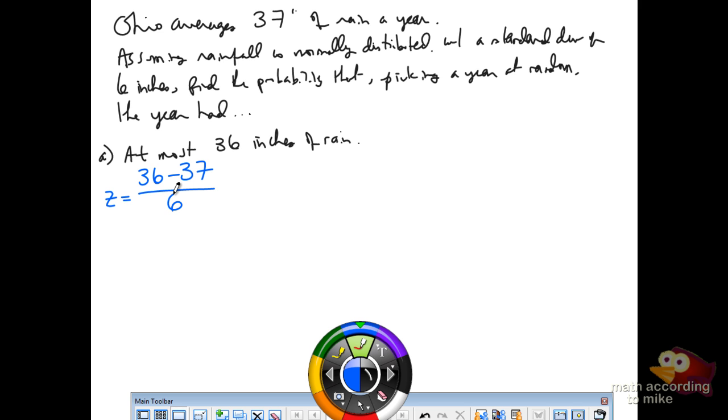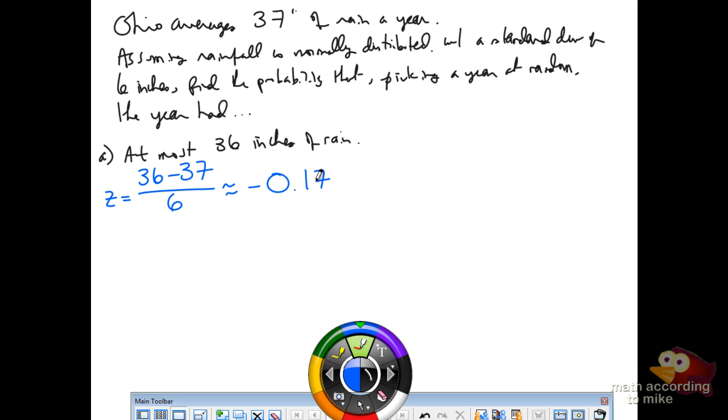Notice our number in question is underneath our mean, which means we should expect a negative z-score. What is, carefully, 36 minus 37, then divided by 6? If you're going to do it in one fell swoop, what do you need around the numerator? Parentheses. What do you get? Negative 0.17.